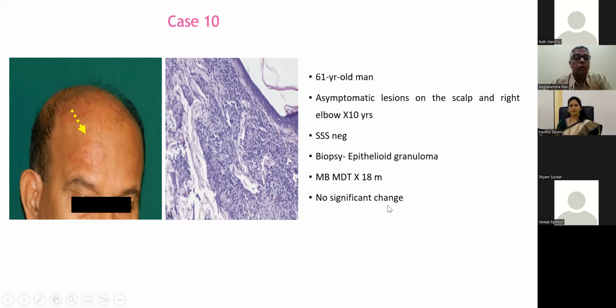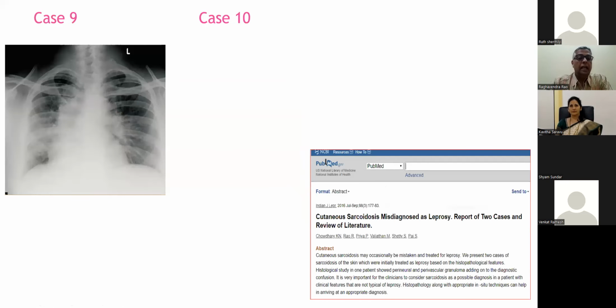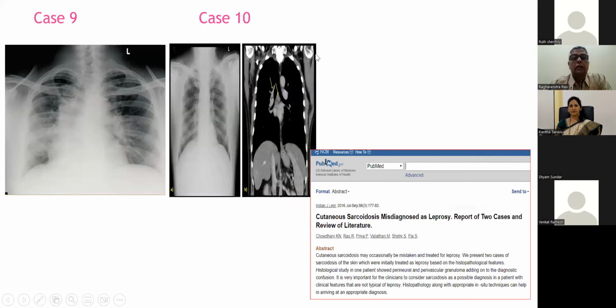So we thought of some other diagnosis, and we got the X-ray done for the first patient, which showed hilar shadows, and the CT scan was done for the second patient, and that showed multiple hilar lymphadenopathy. ACE levels were done, and it was high in both patients. And these cases were actually sarcoidosis, cutaneous sarcoidosis, misdiagnosed as, masquerading as leprosy cases.